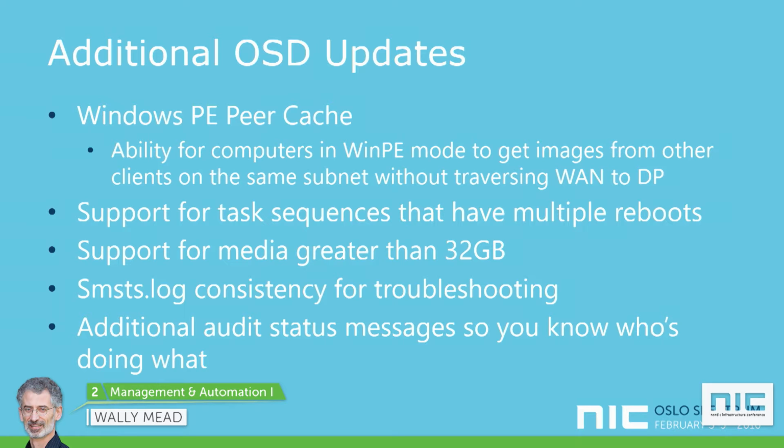Now clients 2 through 15 want that same image. They'll get it from that first client that already downloaded it that's now running full Windows 10. They won't have to reach across your WAN over to your distribution point and download that 3 to 10 gig image file. They're going to get it from the local subnet. So it saves a lot of network traffic there. It's not specific to Windows 10, it can be Windows 7. So any configuration manager client can support Windows PE Pure Cache. It sounds a lot like BranchCache, but it has nothing to do with BranchCache. Just the functionality is very similar.